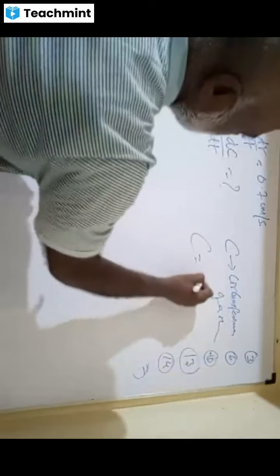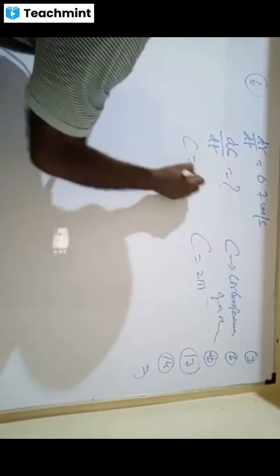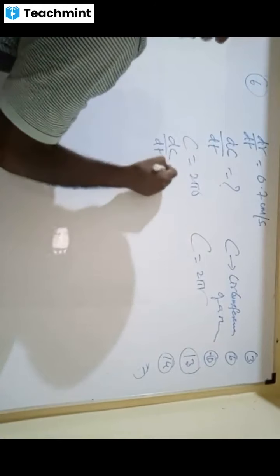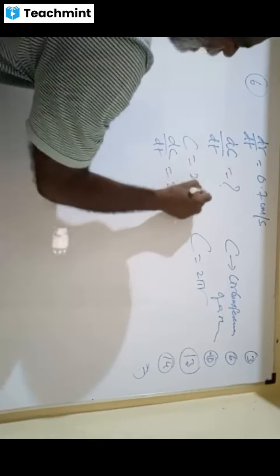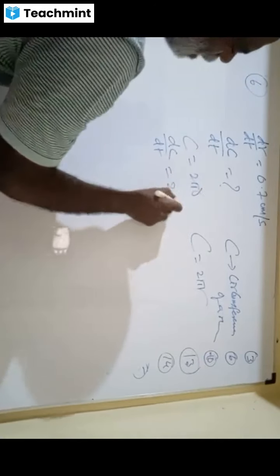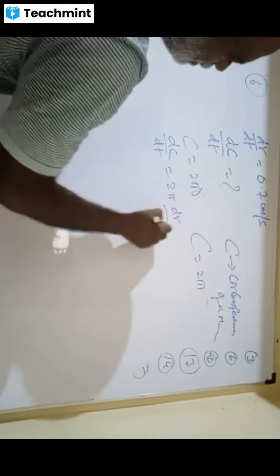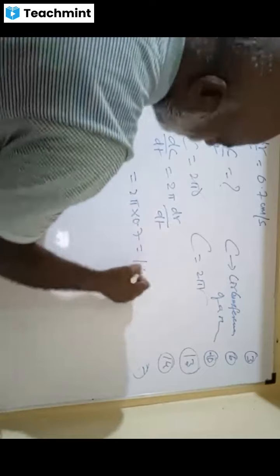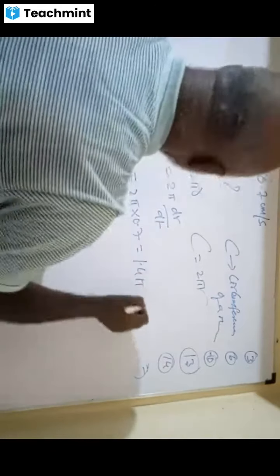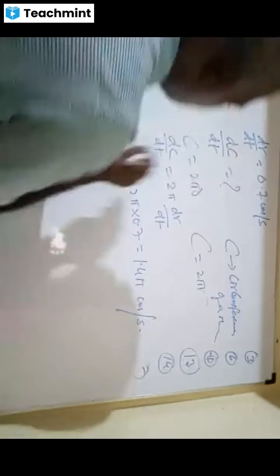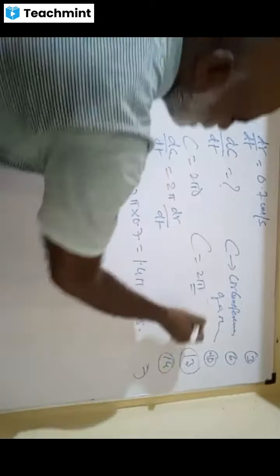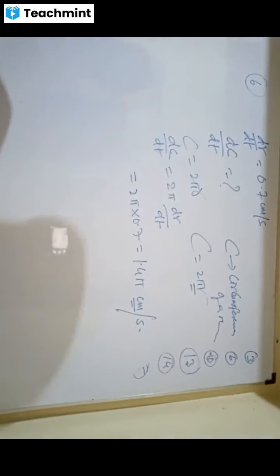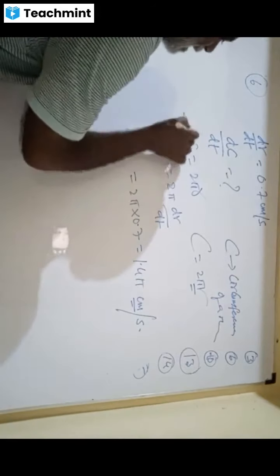So C is nothing but 2 pi r. Therefore, dC by dt is nothing but 2 pi, the derivative of r is 1, into dr by dt. That's all. 2 pi into 0.7. That is 1.4 pi centimeter per second. Why? What is the unit of circumference? Centimeter.